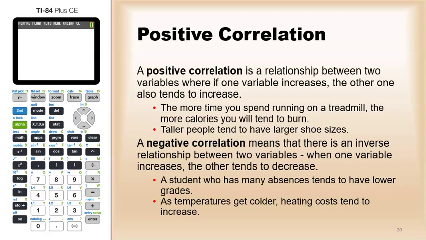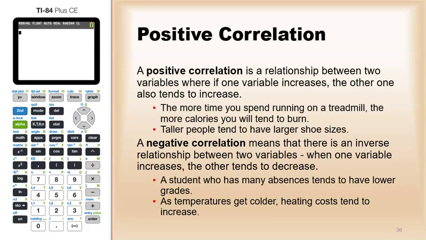In this case, like x or y, as one variable increases, the other will also increase. As one decreases, the other decreases. So the more time you spend running on a treadmill, for instance, the more calories you will tend to burn. Taller people tend to have larger shoe sizes. Maybe not in every case, but just as a tendency, that'd be a positive correlation.